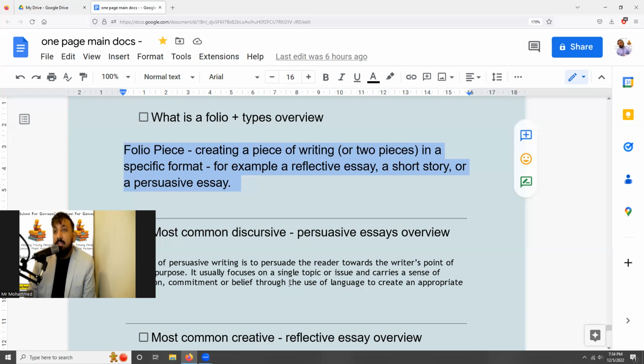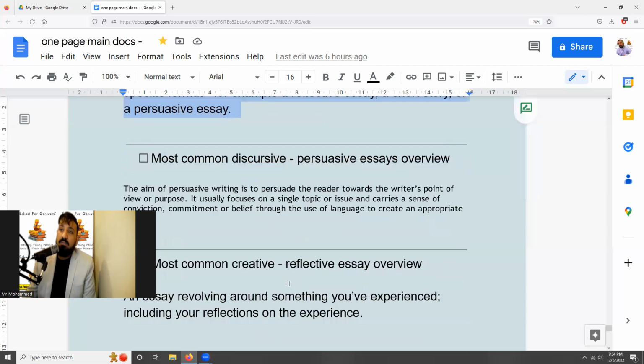In any case, what it means is you are creating a piece of writing in a specific format, and the most common types, okay, are a reflective essay, also known as a personal essay, a short story, and a persuasive essay. These are essentially the three most common types of folio essays. There are other types, but these are the most common, and I would recommend that you choose one of these.